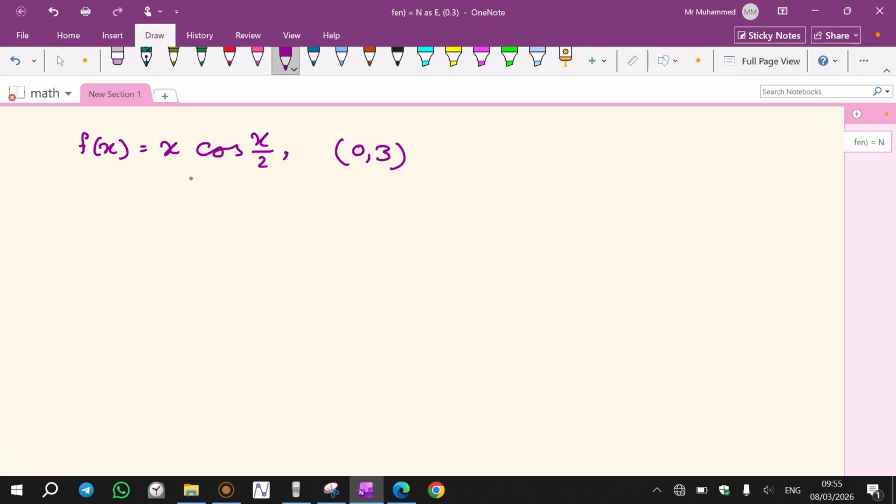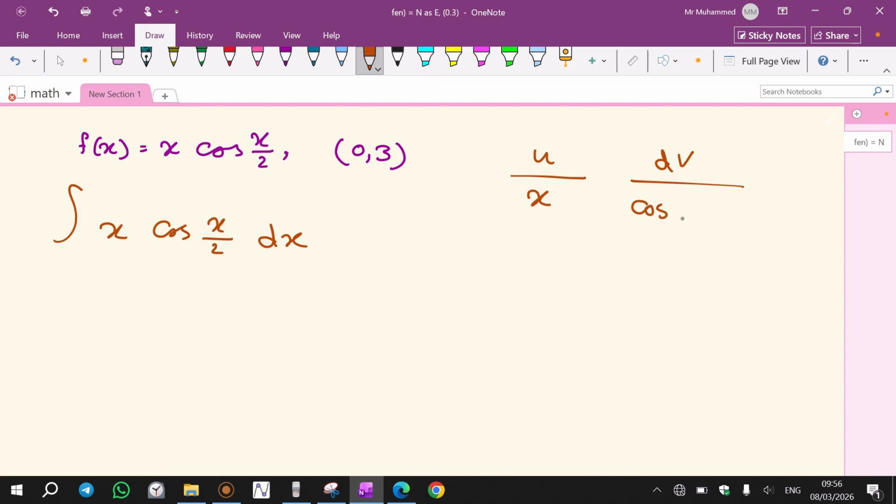Now let's solve this. I'm going to use the tabular method, of course. Integral x cosine x over 2 dx. The derivative of inside is 1 over 2. I have an extra x. Or you can simply see x times cosine is udv, and udv is best done using the tabular method. I set x as u, and definitely dv is going to be cosine x over 2.